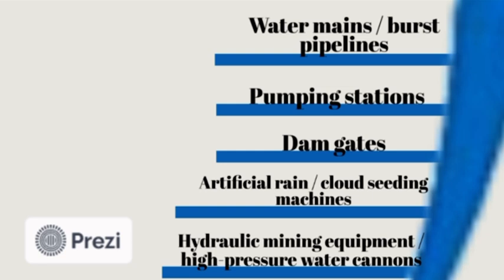Fourth, artificial rain or cloud seeding machine. While usually used for agriculture, overuse could lead to localized flooding. An example is the experience of Dubai. Dubai used artificial rain or cloud seeding machines. Overuse caused it to lead to abnormally heavy rainfall. The fifth one is hydraulic mining equipment. High-pressure water cannons can rapidly erode land and redirect water, leading to destructive flash floods or landslides.